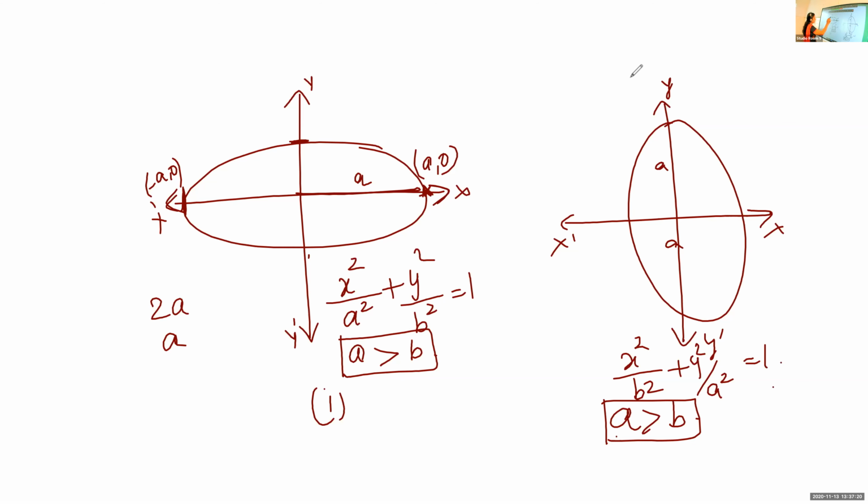Similarly, for the minor axis, what about these two? This length is B, this length is also B. On the y-axis, which coordinate is 0? The x coordinate. So the end points of the minor axis are given by 0, B and 0, minus B. Is it okay, Achyut?